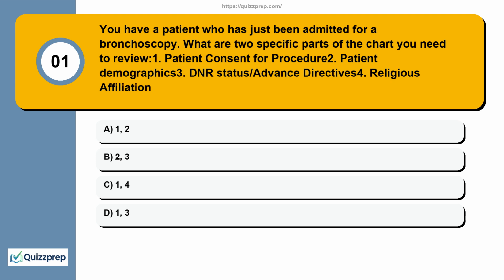Respiratory Therapist Practice Exam 2026. Question 1. You have a patient who has just been admitted for a bronchoscopy. What are two specific parts of the chart you need to review? 1. Patient consent for procedure. 2. Patient demographics. 3. DNR status/advanced directives. 4. Religious affiliation. 1, 2, 2, 3, 1, 4, 1, 3.